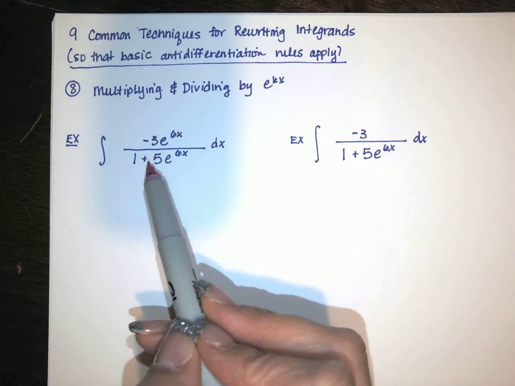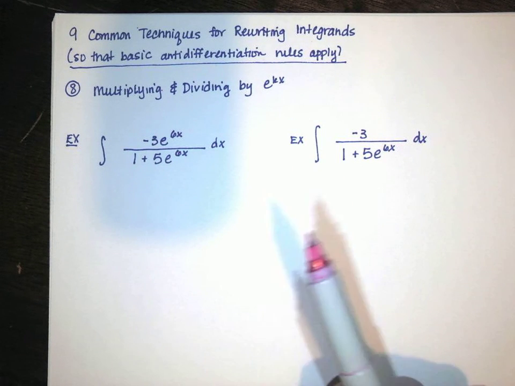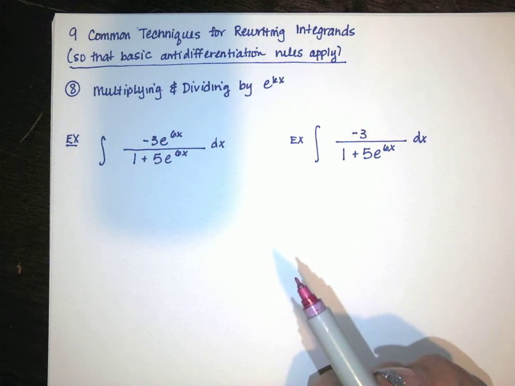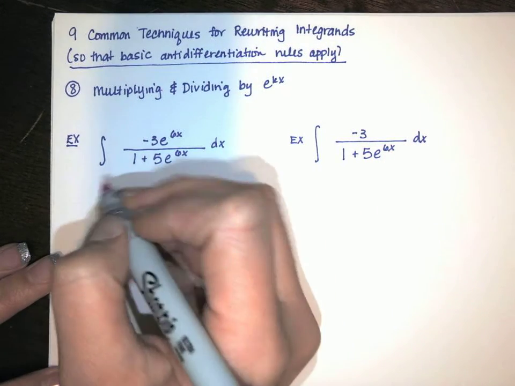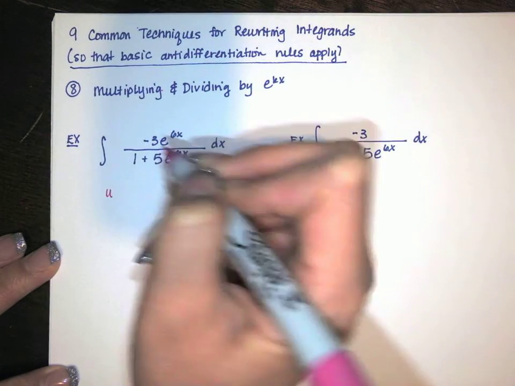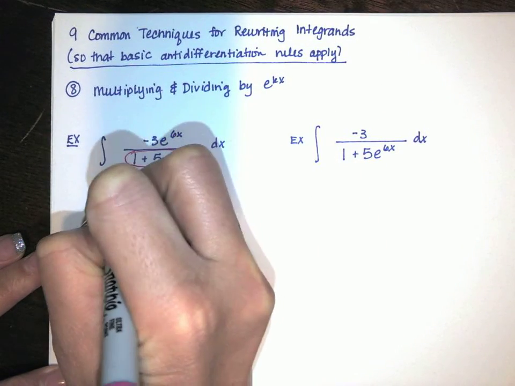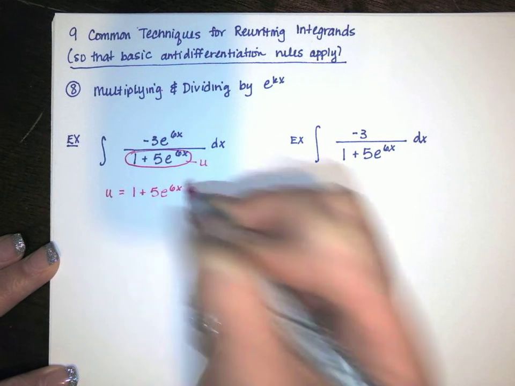If I have 1 plus 5 e to the u down here, I'm going to have to substitute again. I'm going to have to substitute for the whole denominator. So rather than doing 2 u substitutions, or a u substitution and a double u substitution, what I'm going to do is let u be the denominator just to start. And this is actually going to work quite well. So I've got u here. That's 1 plus 5 e to the 6x.